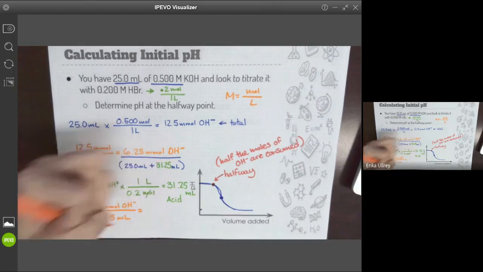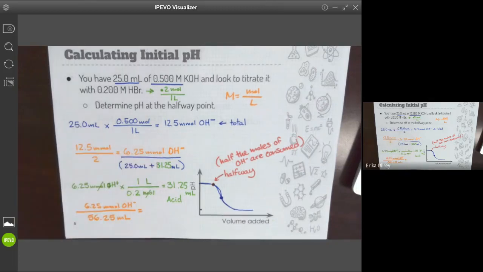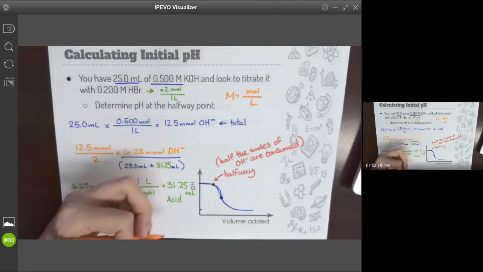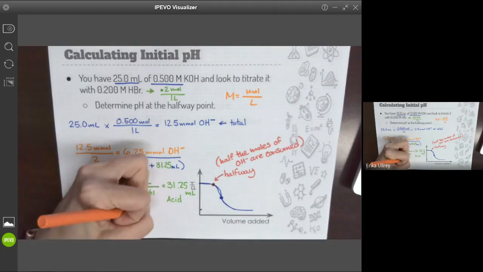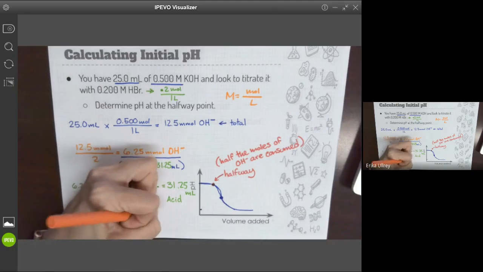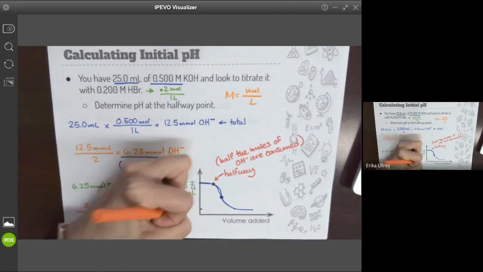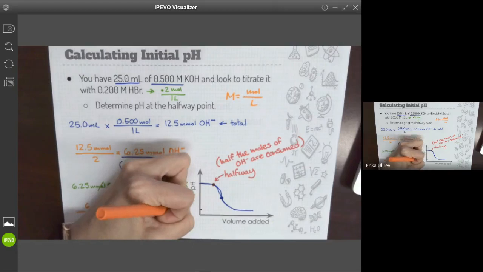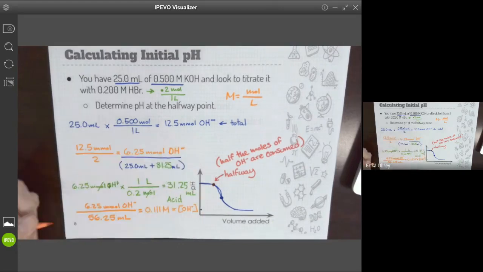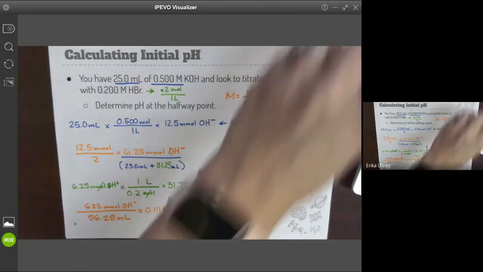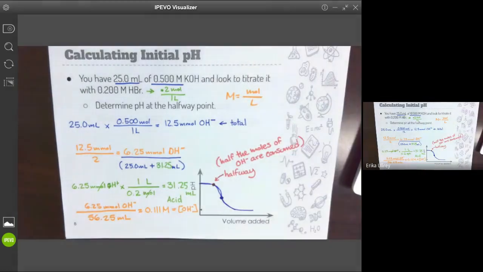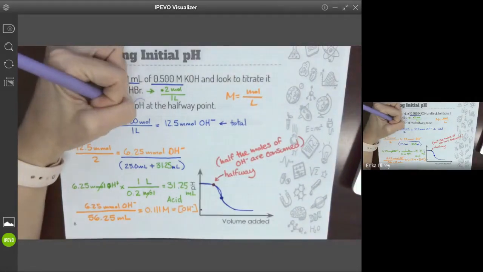So if I divide that, 6.25 divided by 56.25, this now means that the concentration of OH- that I have left is 0.111 molar. And again, this is the concentration of OH minus. We're not done because it didn't ask for what is the concentration of the ions. It asked us for what is the pH, right?